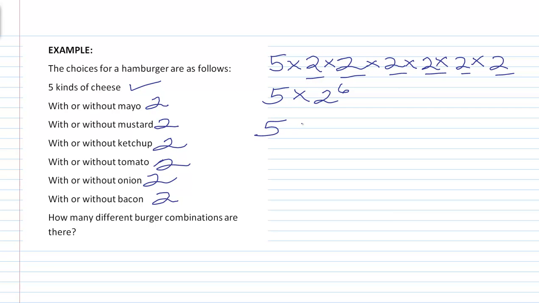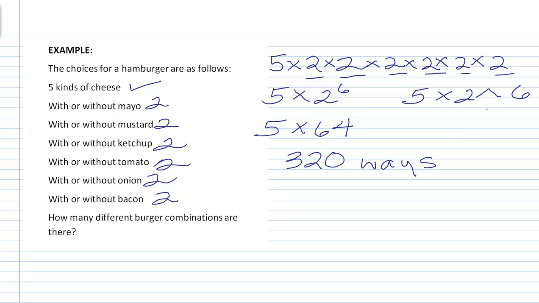Or you could take out your calculator and do 5 times 2 to the 6th, which is 5 times 64. That will also come up to 320 ways to build the burger. Again, just multiply on your calculator from left to right, or if you'd like to rewrite it with the exponent and enter in your calculator 5 times 2 to the 6th, it will do the order of operations for you first and do the 2 to the 6th. You'll get 64 times 5 is 320 ways to make different burgers.